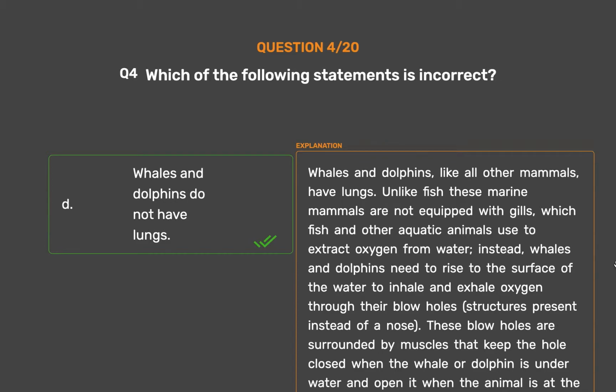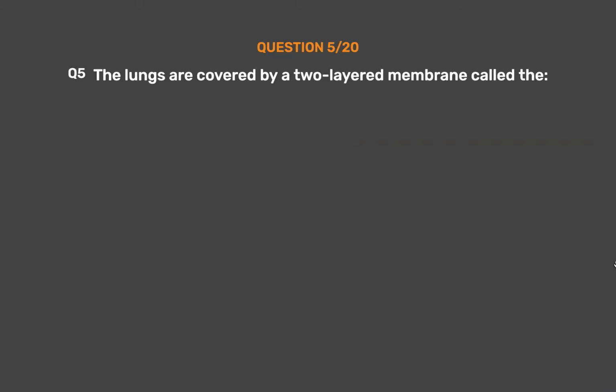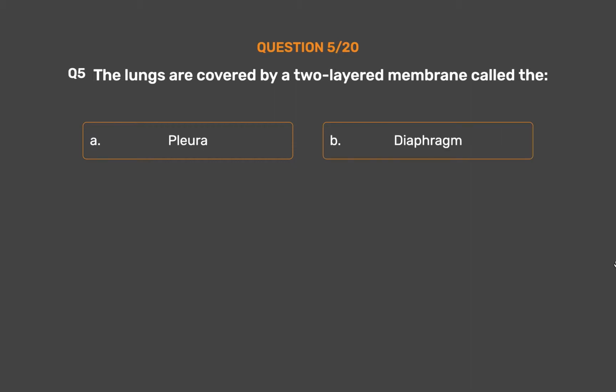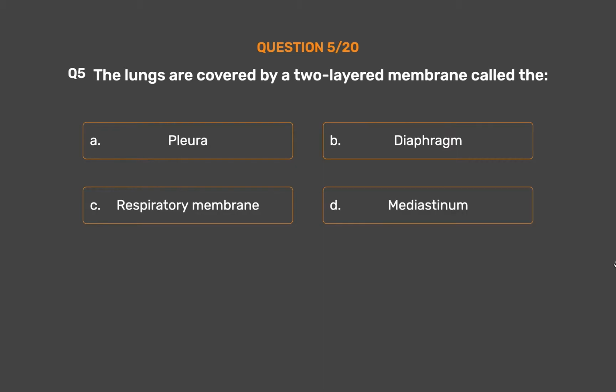These blowholes are surrounded by muscles that keep the hole closed when the whale or dolphin is underwater and open it when the animal is at the surface and needs to breathe. Question number 5. The lungs are covered by a two-layered membrane called the Option A. Pleura. Option B. Diaphragm. Option C. Respiratory membrane. Option D. Mediastinum.